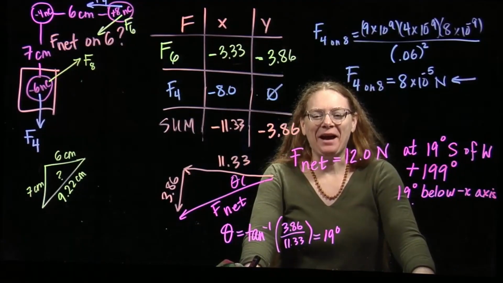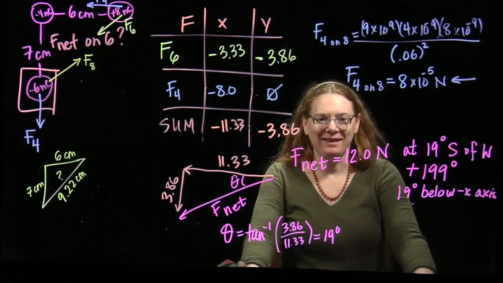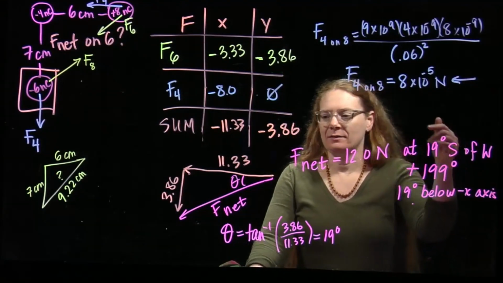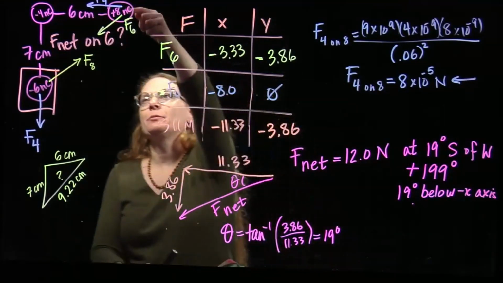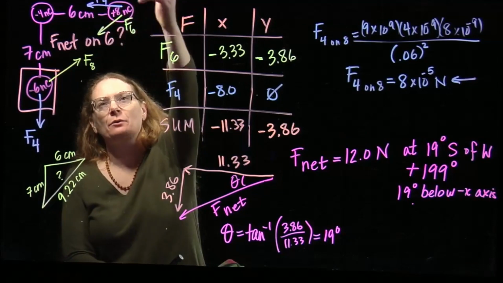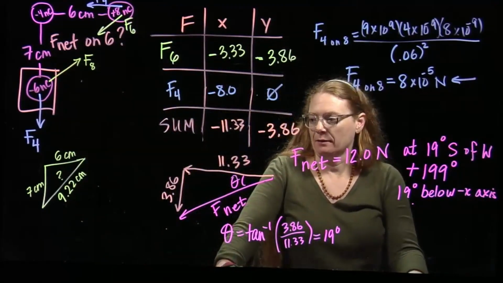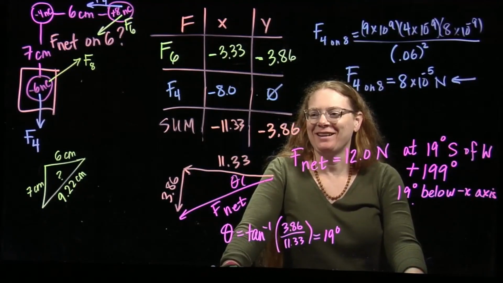All right, so we have the total force that the 8 nanocoulomb charge feels. And it is down and to the left, which makes sense because we have left and we have left and down. So total has to be down and to the left, and that's it. It's nice and fast and easy.